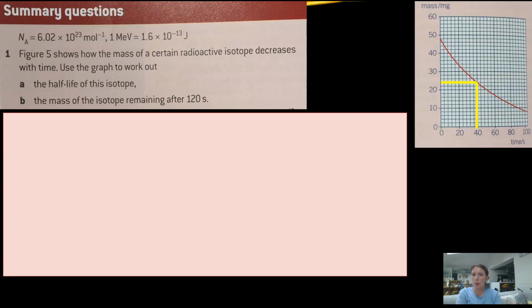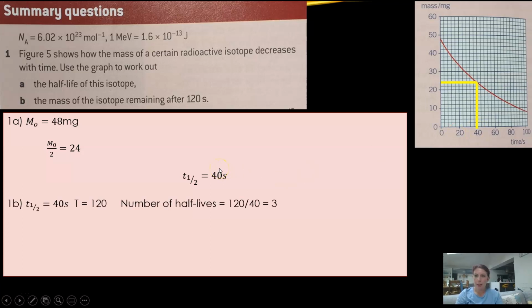So the first thing to do is work out the half-life of the isotope. The initial mass is 48 milligrams. If you check here, milligrams on the unit, 48 here. Half-life of that will be when it is 24 milligrams. So then you use the graph, go to 24, which is here, across and down, and then you get the time, 40 seconds.